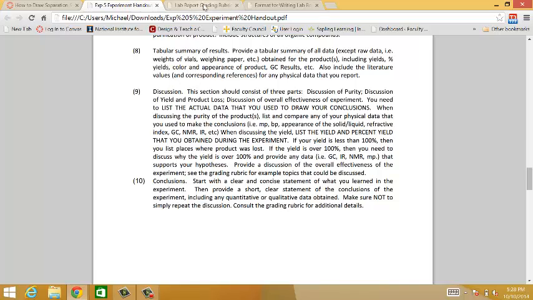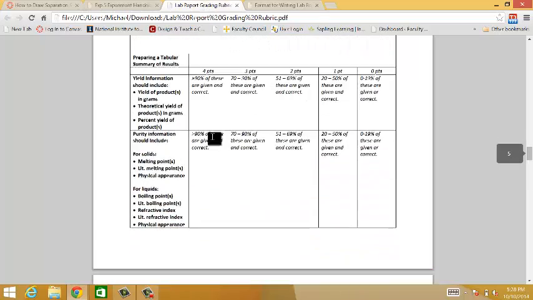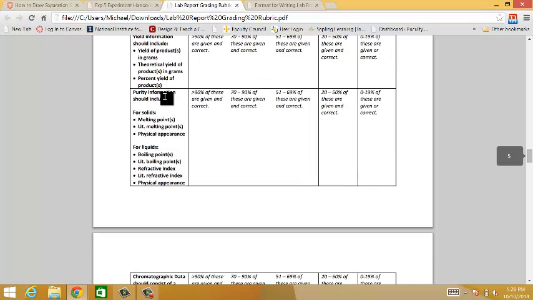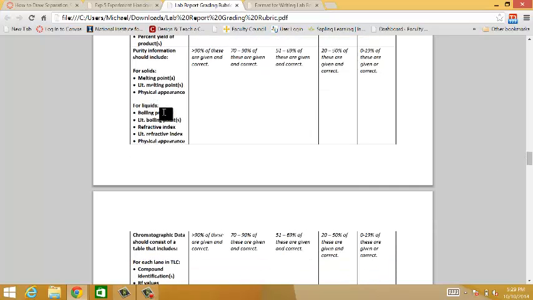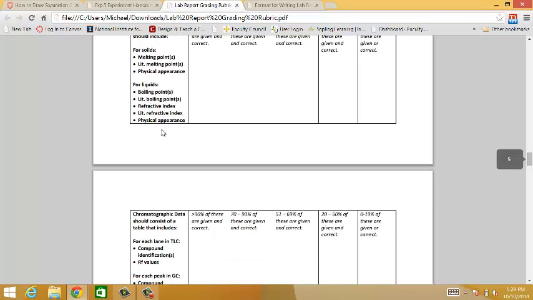All right, going to the tabular summary of results rubric. Okay, so here are the things that should be included: yield, the theoretical yield, and percent yield. So I want to see how many grams you made, what you should have made, and what your percentage is. Then for purity information, if you're doing a solid, it should include a melting point, the literature melting point then, as I just said, and the physical appearance. For liquids, if you measured the boiling point, then include the literature boiling point. Did you measure the refractive index? Well, there should be a literature refractive index to go with that. What was its physical appearance?